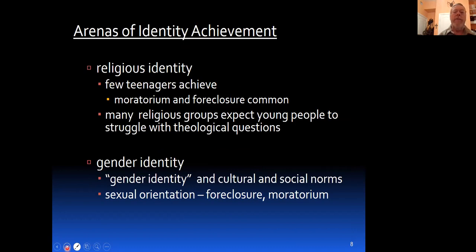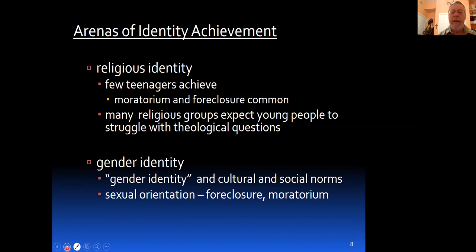Erikson also identified several arenas of identity achievement. These are areas that people will consider. One of these would be religious identity. Today, probably few teenagers actually achieve true religious identity. It's more common to see moratorium or foreclosure.